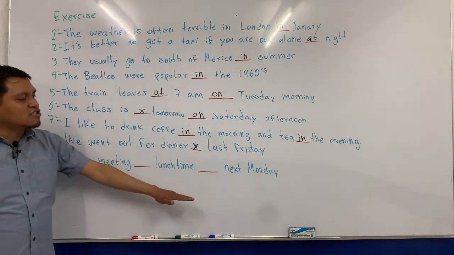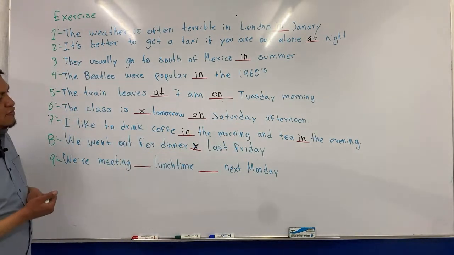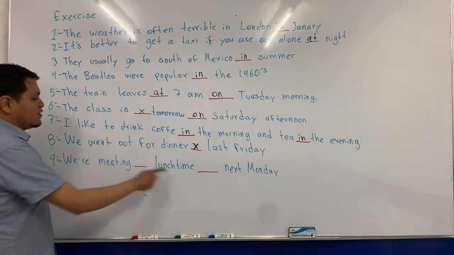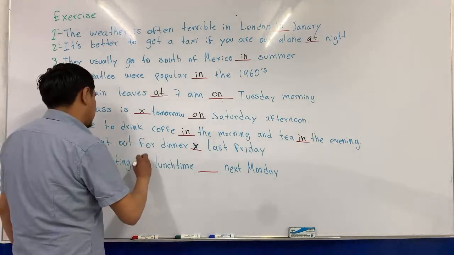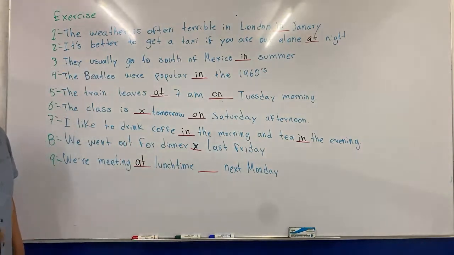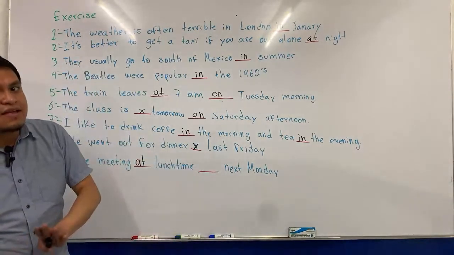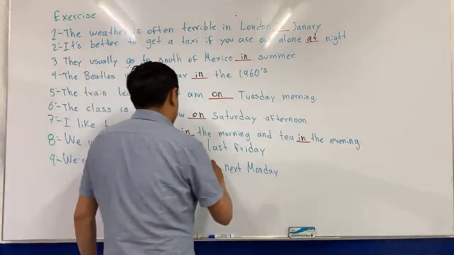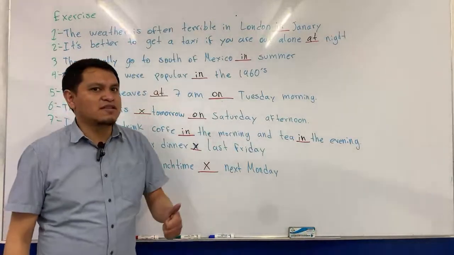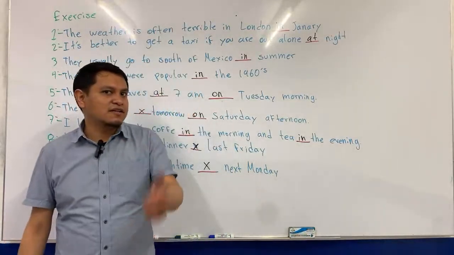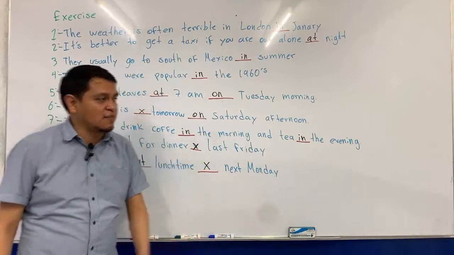We're meeting lunchtime next Monday. First, for lunchtime, what preposition do we use? In this case, at lunchtime. And for next Monday: in, on, at, nothing? And the answer is nothing. Remember, next Monday, next Friday, next month, next year, etc. All these expressions with next don't need a preposition of time, right?